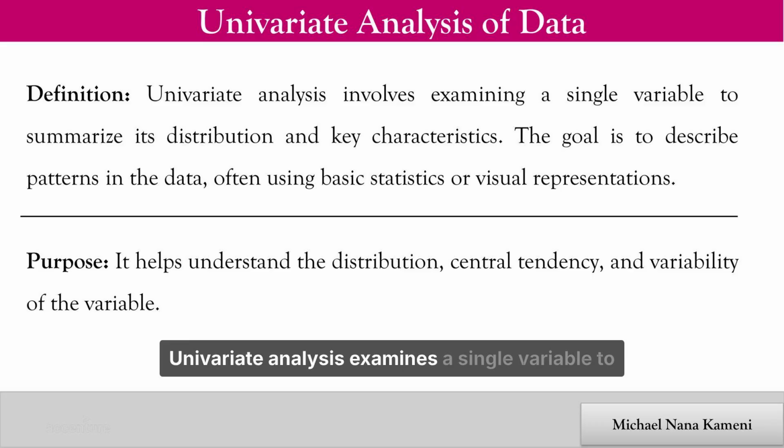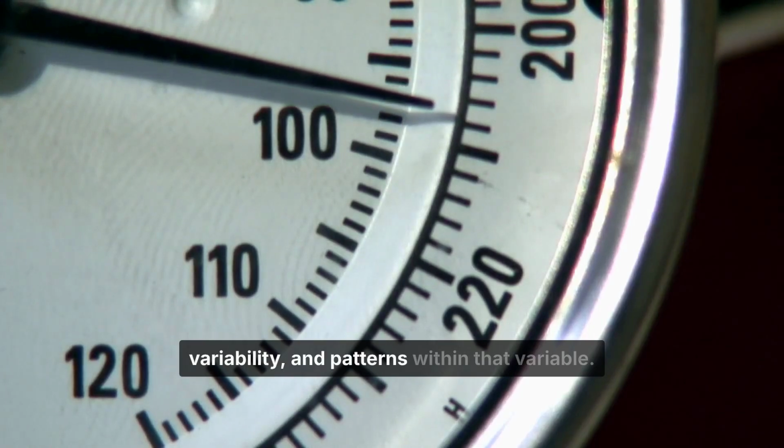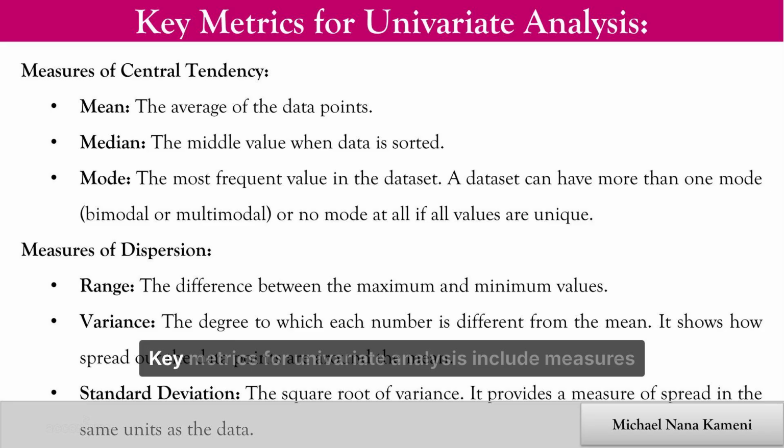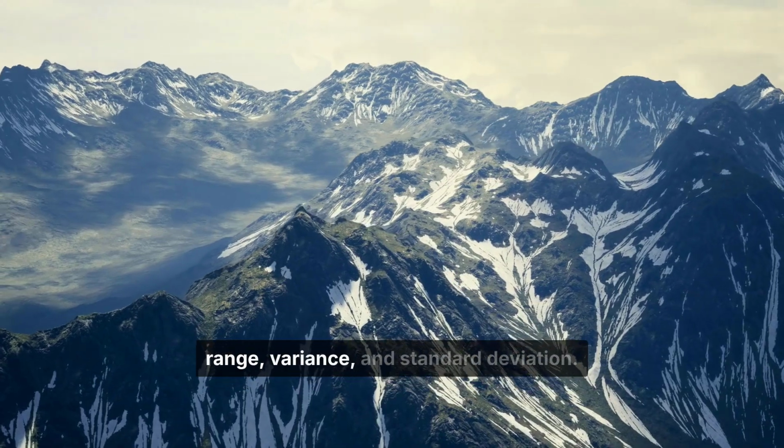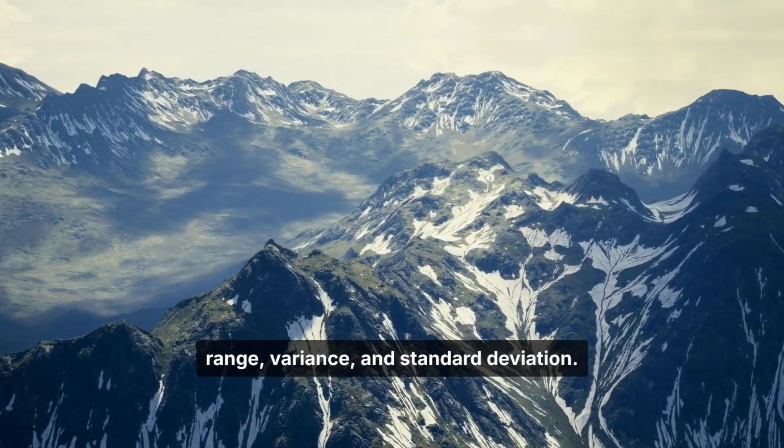Univariate analysis examines a single variable to summarize its distribution and key characteristics. Its purpose is to understand central tendency, variability, and patterns within that variable. Key metrics for univariate analysis include measures of central tendency like mean, median, and mode. We also consider measures of dispersion, such as range, variance, and standard deviation.